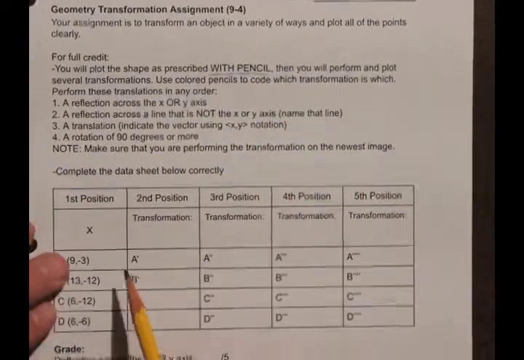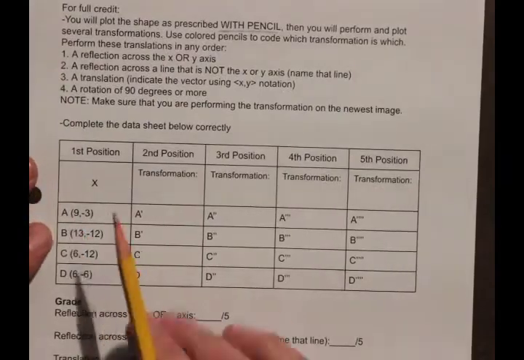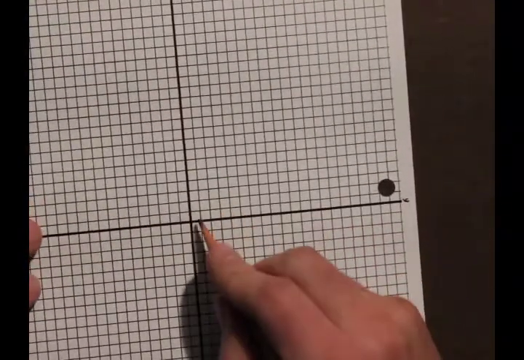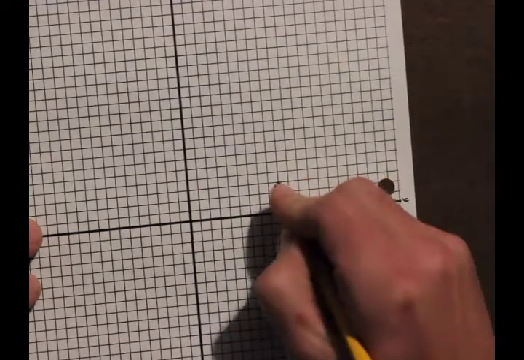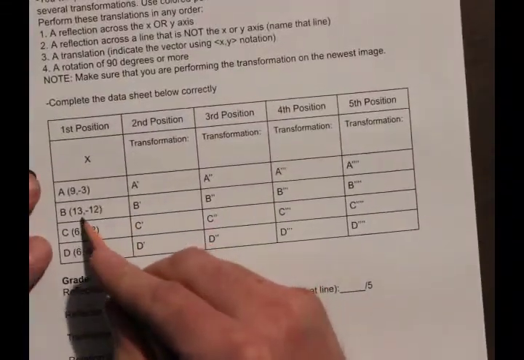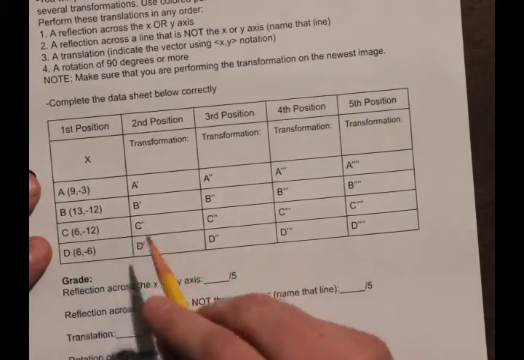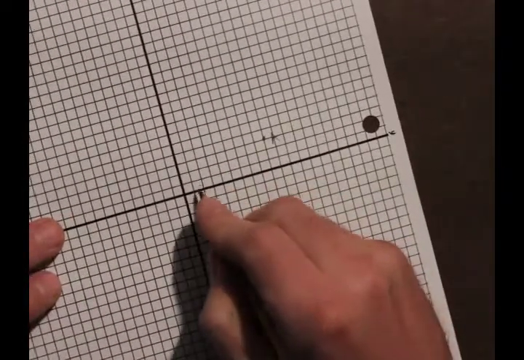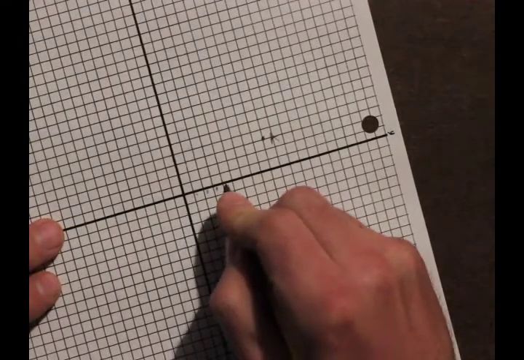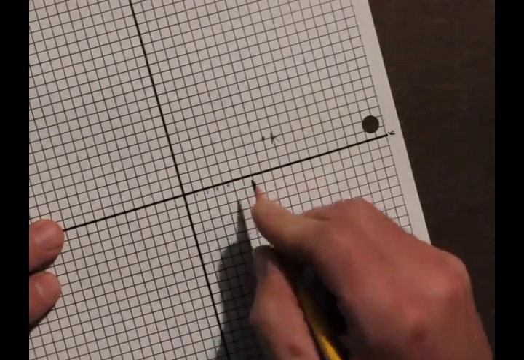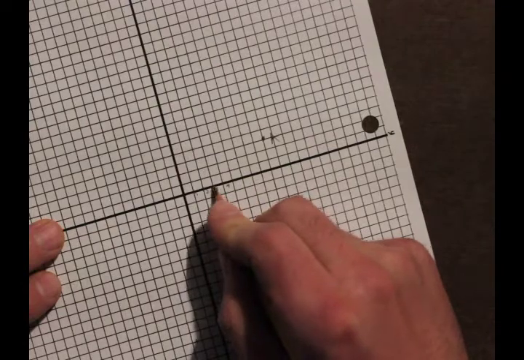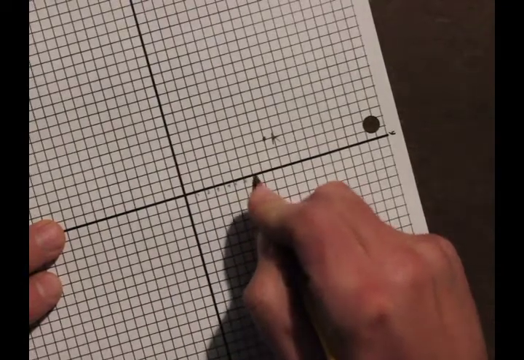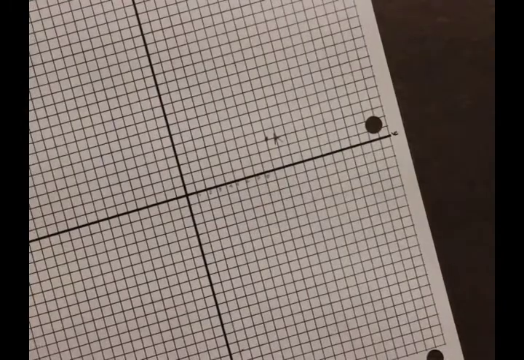So let's start with number 1. A is 9, 3. So I find 9, 1, 2, 3, 4, 5, 6, 7, 8, 9, and 3, 1, 2, 3. There's A. And I do that for all of these. So B is 13, 12. And some students you might want to write 1, 2, 3, like label the units here. 1, 2, 3, 4, 5, 6, 7, 8. You might want to do that. Maybe next year I'll do that for you.